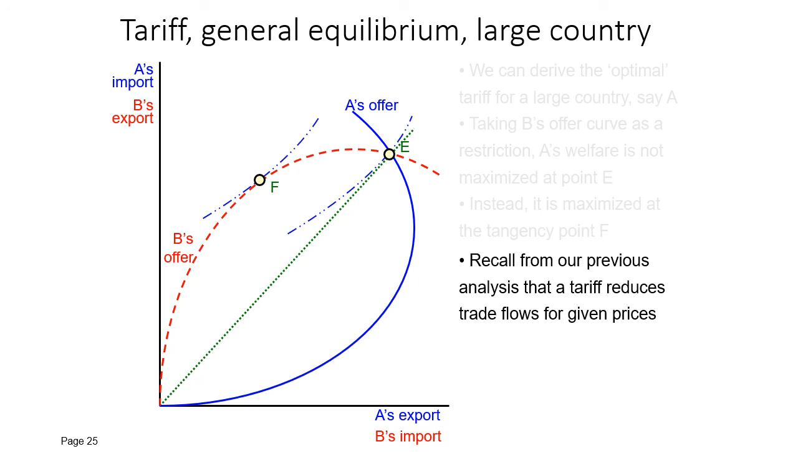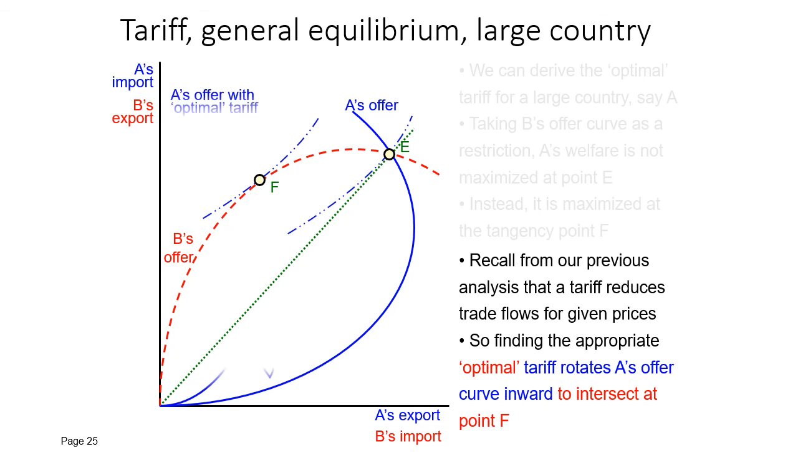Country A is going to apply a tariff. What does a tariff do? A tariff reduces the trade flows. What happens when you reduce the trade flows? The proportions of imports and exports would be reducing. What does that mean in terms of the offer curve? If your trade flows are diminishing, your offer curve is actually going to shift inwards. So a tariff shifts your offer curve for country A inwards because it affects trade flows.